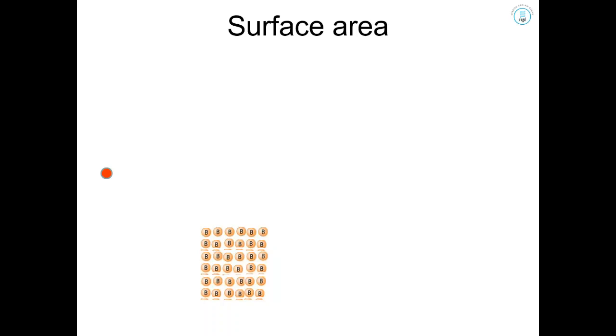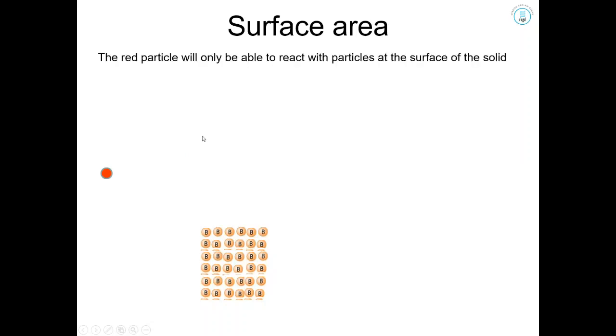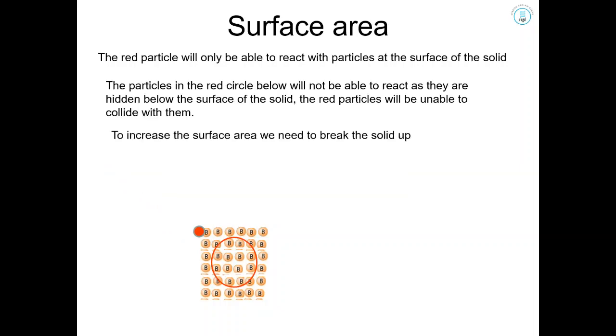So another factor that affects rate is surface area. You can see here I've got a solid and here's a particle. Now this particle can only react by colliding with the particles at the surface. That means the majority of our particles aren't able to react with it. So what I can do is break my solid up. But can I react with those ones on the surface? So I'm going to break my solid up now. And by breaking my solid up, we're increasing its surface area.